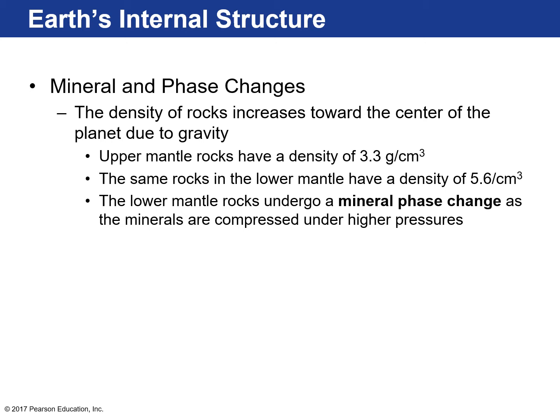The density of rocks increases as you go from the surface towards the center of the Earth because gravity pulls the heavier material closer to the center. Upper mantle rocks have a density of 3.3 grams per cubic centimeter, and the same peridotites in the lower mantle have an increased density of 5.6 grams per cubic centimeter. The increased pressure compresses these rocks and increases their density. The peridotite in the lower mantle undergoes mineral phase changes because those minerals are so compressed due to the high pressures.